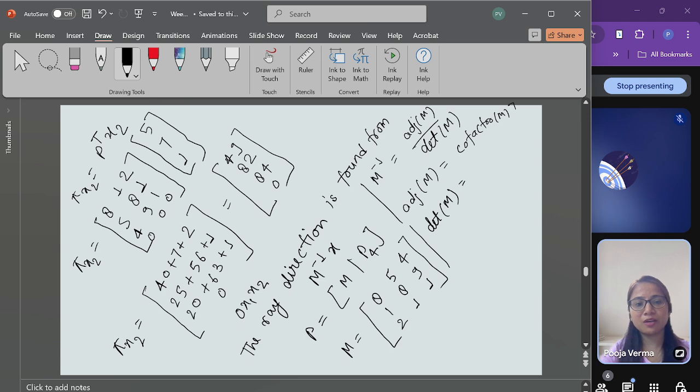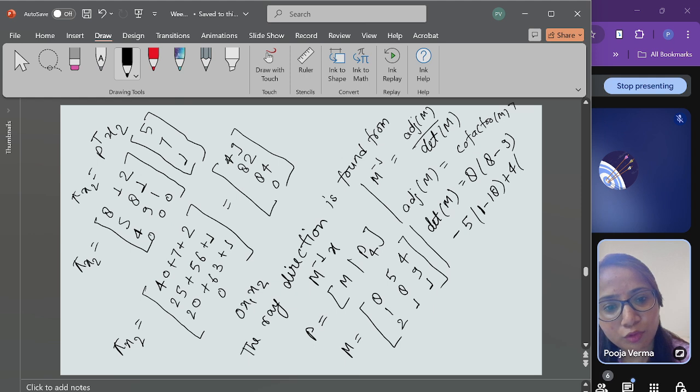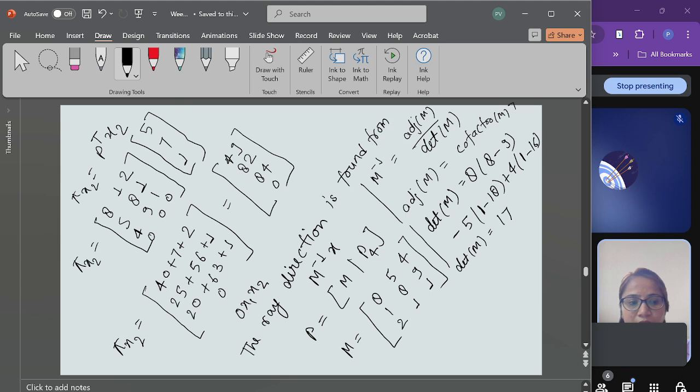So can you calculate the determinant of that matrix M? This is a little bit lengthy question. Any one of you calculating this? Okay, so let's calculate. So we already know 8 times (minus 9), then minus 5 times (1 minus 18), plus 4 times (1 minus 16). Just take the first row and the last column and cross multiply. So the determinant of M, if you calculate further, you will get 17.